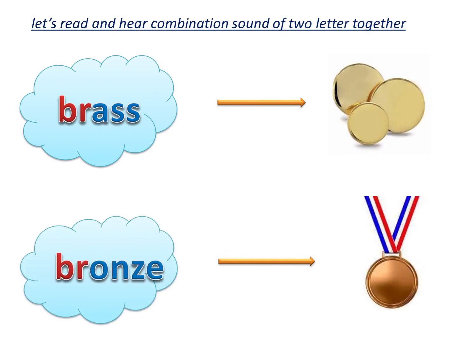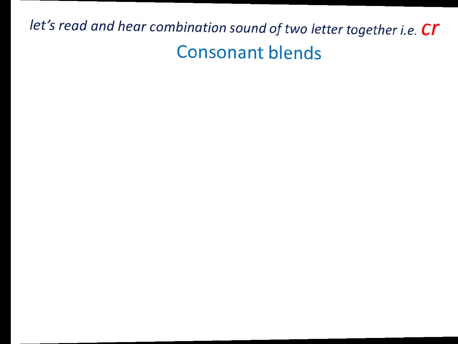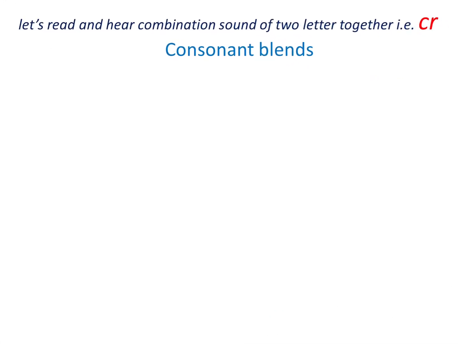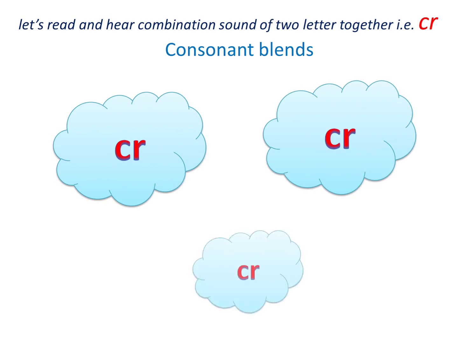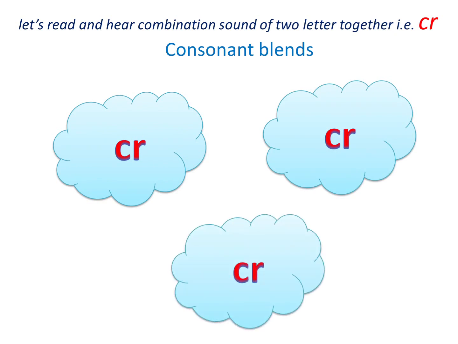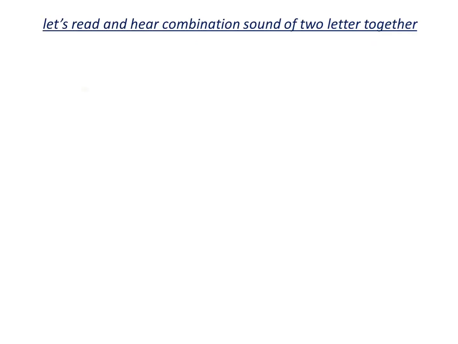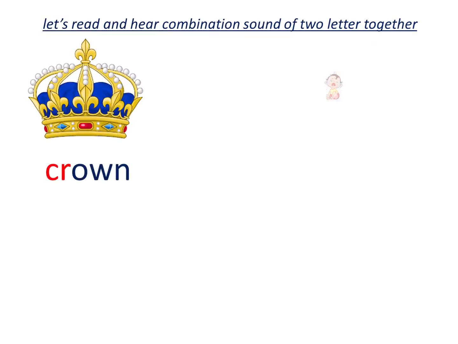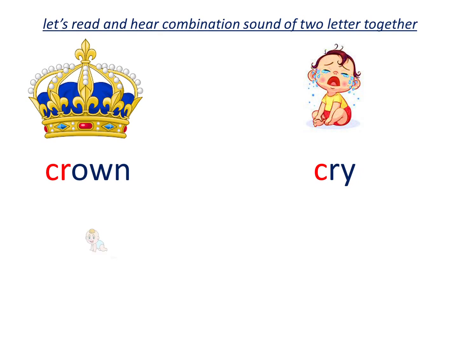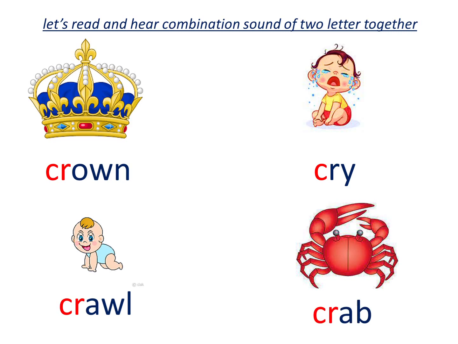Now let's see and hear the sound of cr. C and R are also consonant letters, and when they are put together, they make the sound cr, cr, cr. Cr as in crown, cr as in cry, cr as in crawl, cr as in crab.